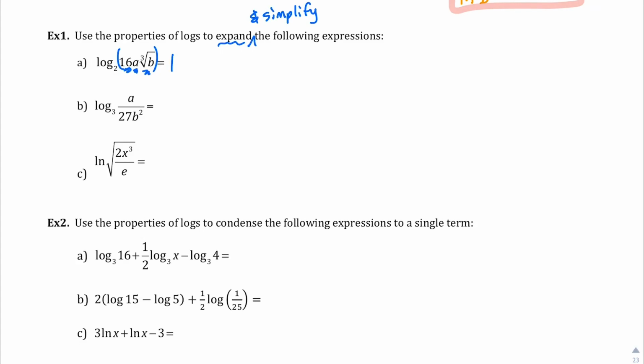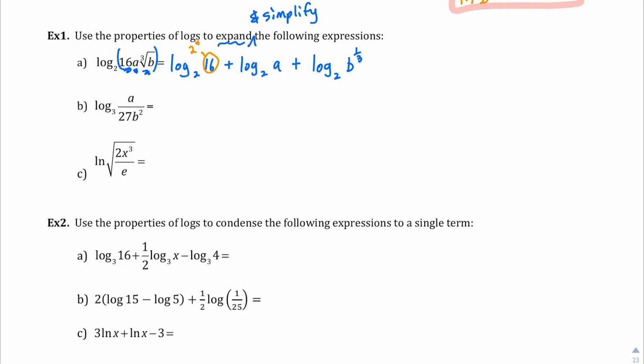And so I'm going to have log base 2 of 16 plus log base 2 of a plus log base 2 of b to the power of 1/3. And so that's to account for the fact that the cube root of b can be written as b to the 1/3. And then in terms of our requirement to simplify, you should be able to see, we'll just try to use the space efficiently.